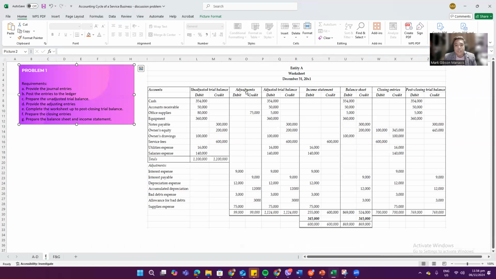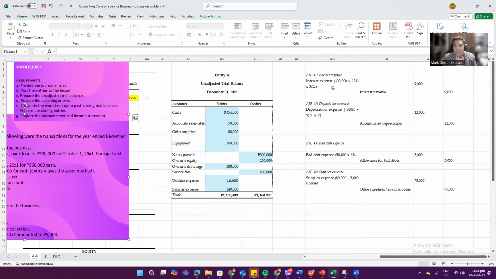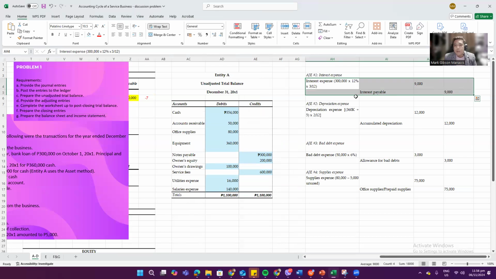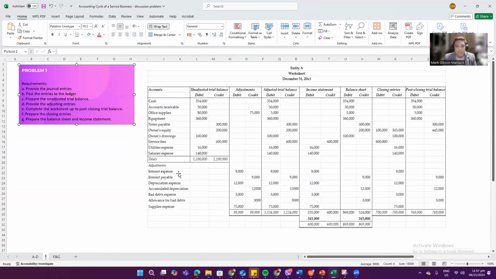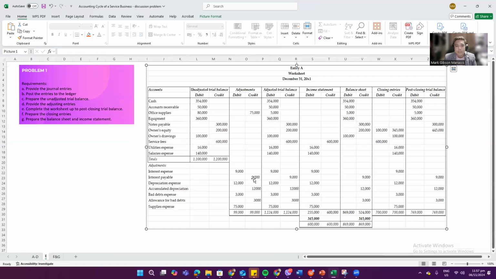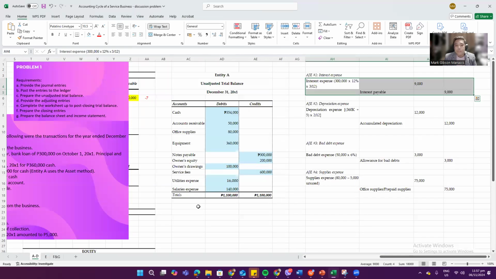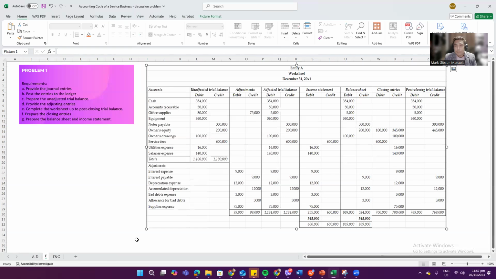And then next, we have adjustments. These adjustments relate to the adjusting entries that we have completed. So we have interest expense 9,000 and interest payable 9,000. Again, these adjustment columns pertain to the adjusting entries that we prepared earlier.